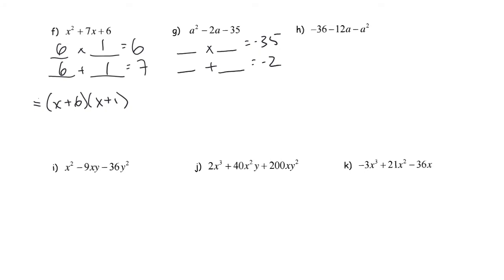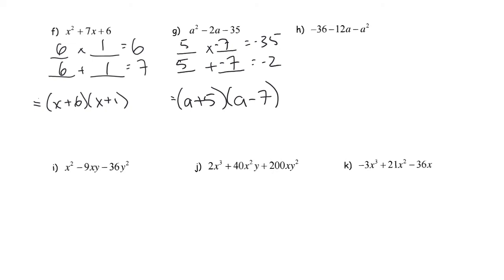And 35, as soon as I think 35, I'm thinking 5 and 7. And again, because of what I said, that would have to be negative 7. So 5 and negative 7. And yeah, when I add those together, I'm going to get negative 2 here. And so my factors would be a plus 5 and then a minus 7.